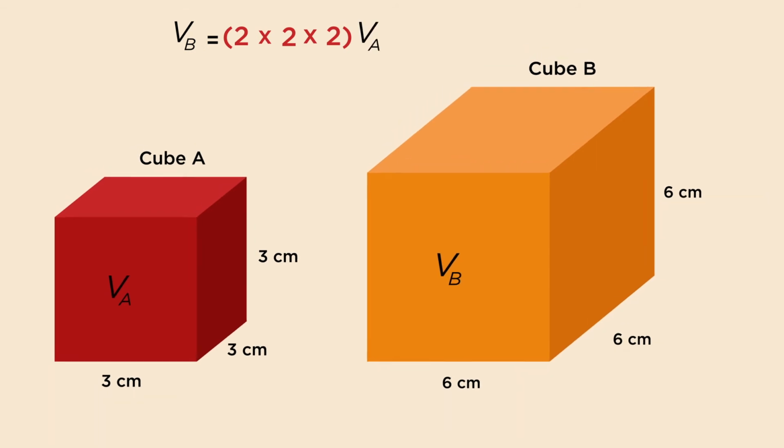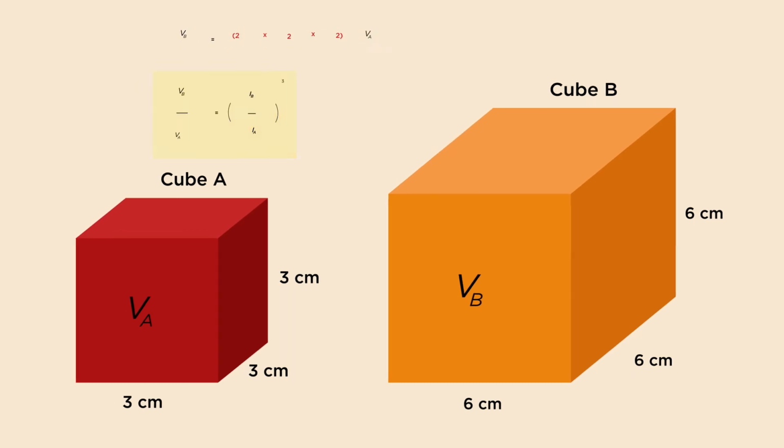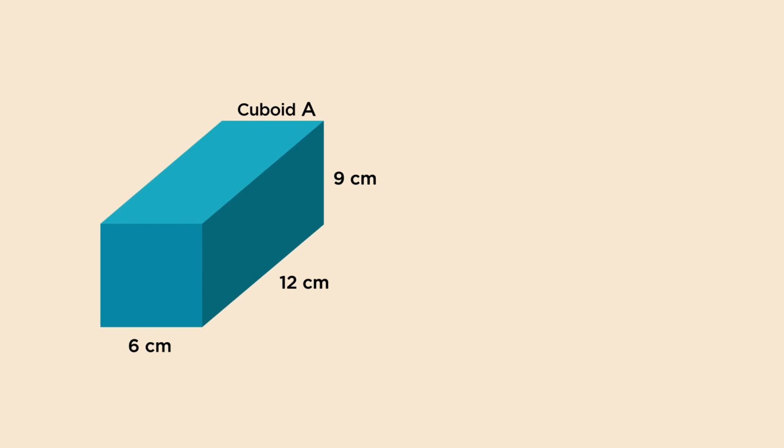In fact, each of these here represents the scale factor, and the scale factor also represents the ratio of the corresponding sides. And since we're multiplying the scale factor by itself 3 times, the ratio of volume B to that of volume A is equal to the scale factor multiplied by itself 3 times, which is just the ratio of the corresponding sides cubed. In fact, this also works for other similar figures, such as a cuboid, for example.